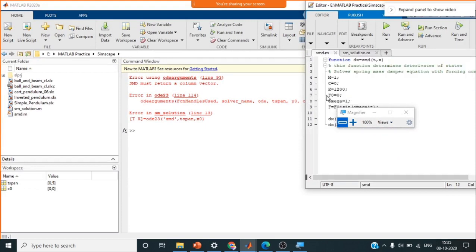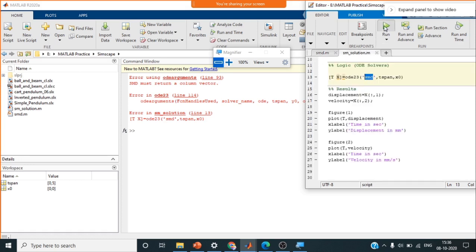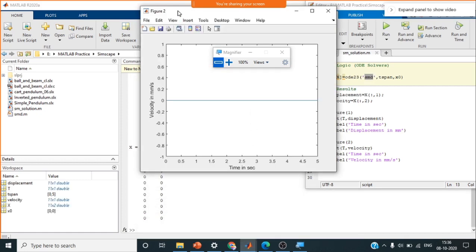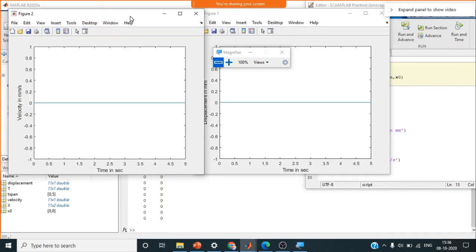So you go back to the SMD function. In this function, I need to do one thing: convert row to column and column to row. That is a transformation I can do. How? I can just put dx equal to dx dash, which will convert the row vector to a column vector, and then I save it. Once I save it and run it again, it will solve your problem. It will show you the output also. There are two outputs. One is showing velocity, another is showing displacement.